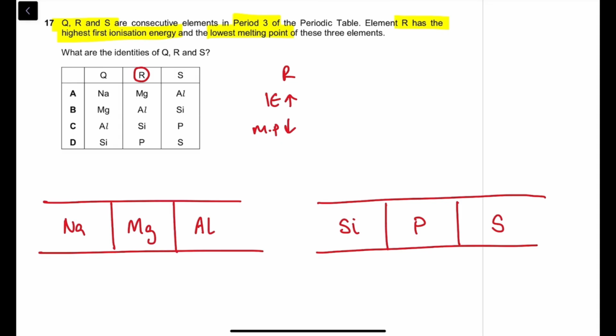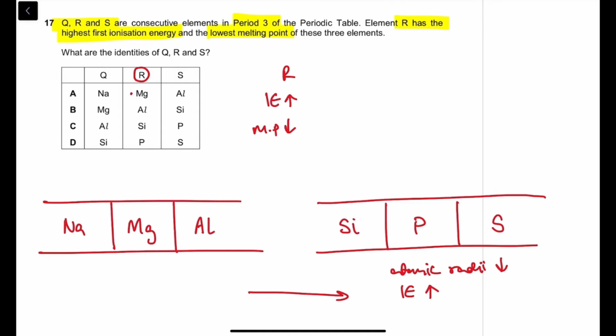But if we look at column R, basically all we have to really do is find out which one has the highest ionization energy and the lowest melting point. So as we go across period 3, what happens is the atomic radii actually decrease. The reason for this is because the shielding remains the same or similar. However, the proton number increases. Therefore, the outer electrons are more attracted to the nuclei. So the ionization energy actually increases.